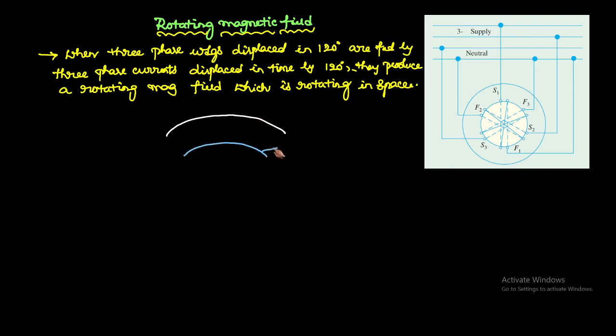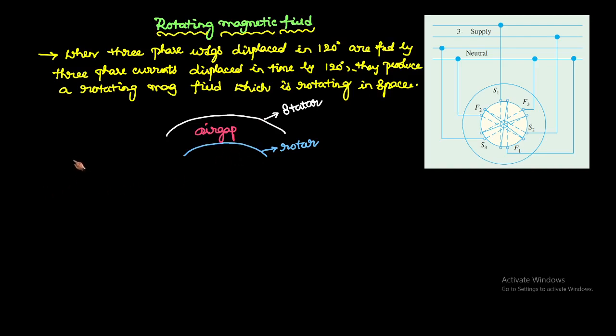So this is the rotor, and this is the stator. There is some air gap, and whenever you give a three-phase supply to this stator, a rotating magnetic field will be produced in this air gap, between the stator and rotor.